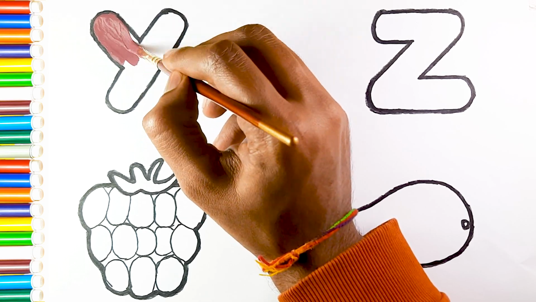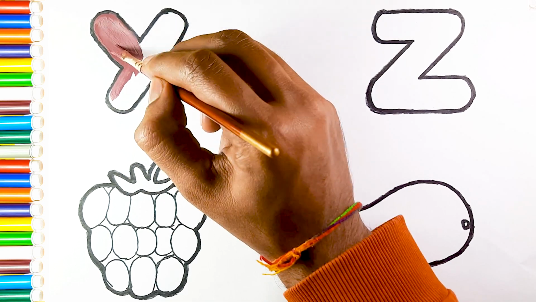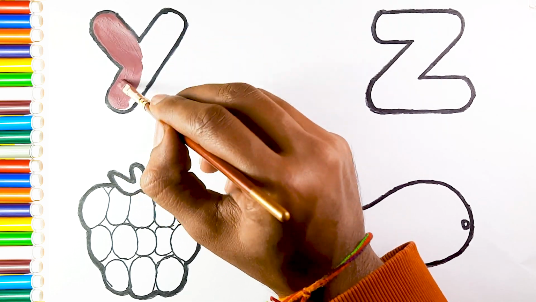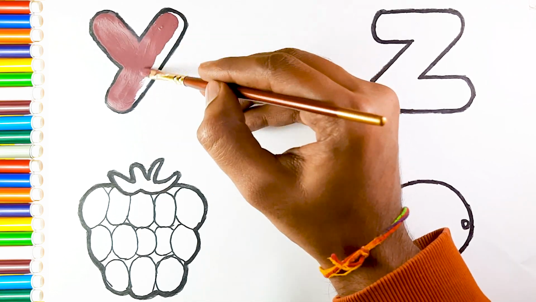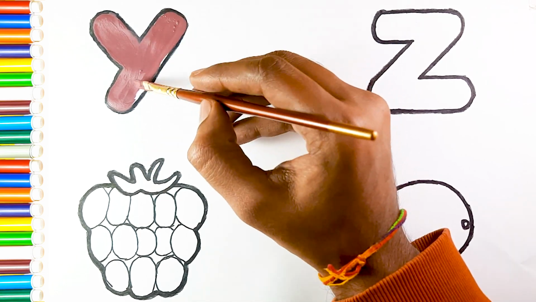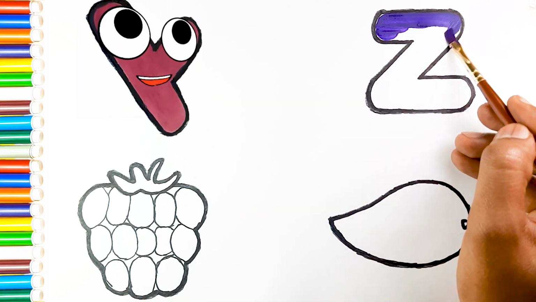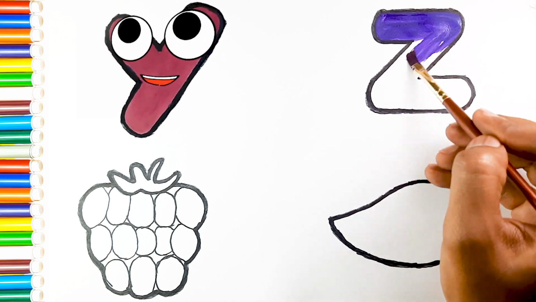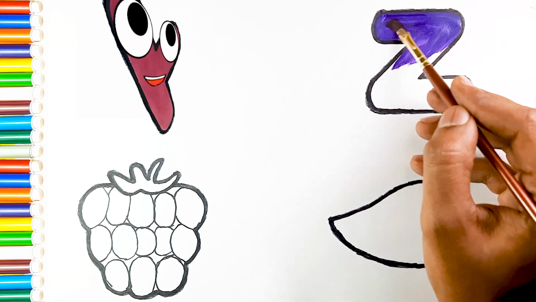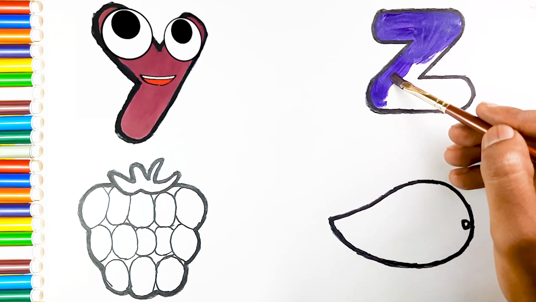Let's have color in alphabets and fruits. First alphabet is Y. In Y alphabet we will use wine color. And the last alphabet is Z. In Z alphabet I am going to add dark blue color.